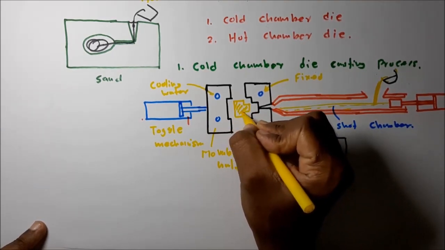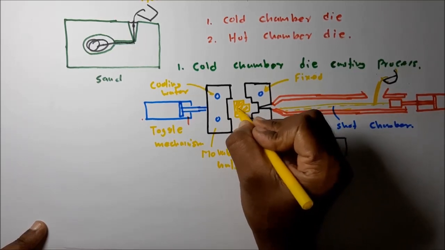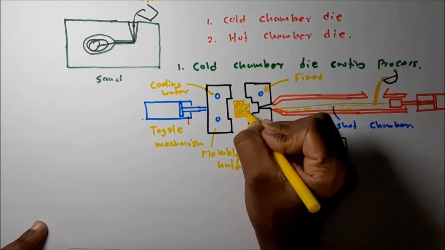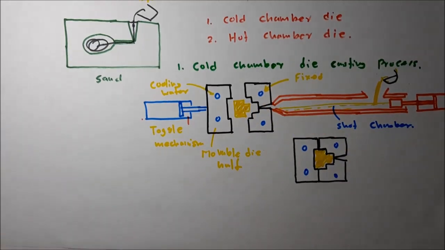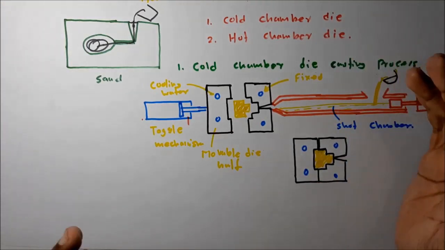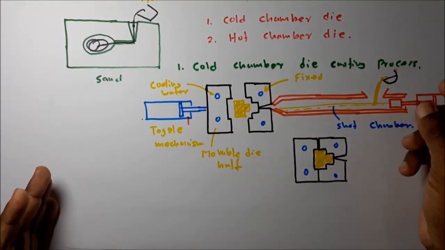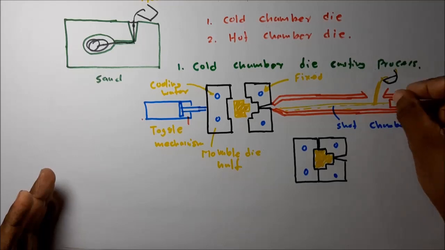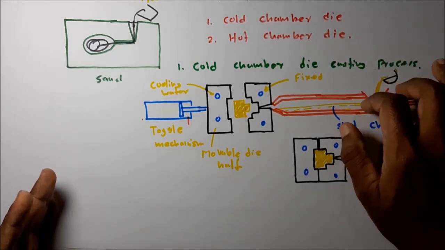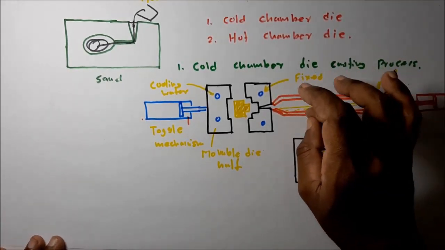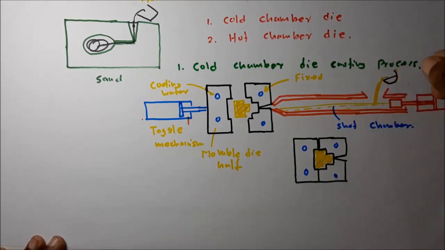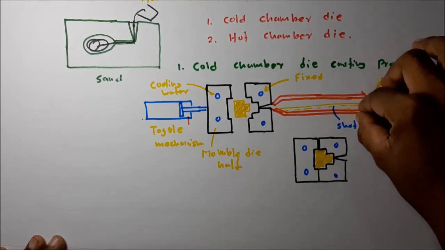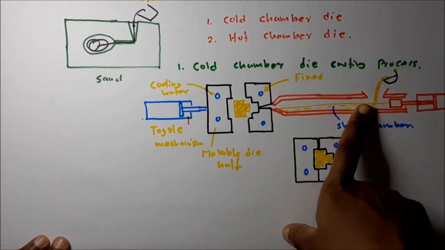This is the solidified part. The robot arm is used to take out the part in mass production. The robot arm takes this part out from the mold. Then again for the next cycle, the molten metal has to be poured manually into this chamber.